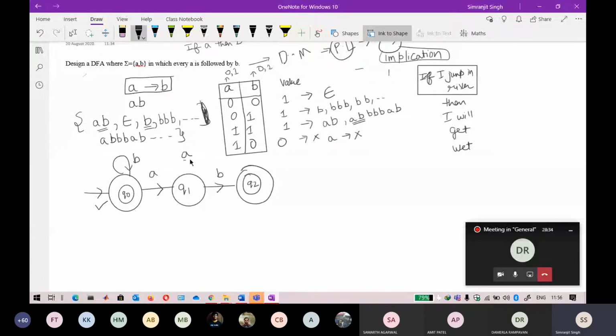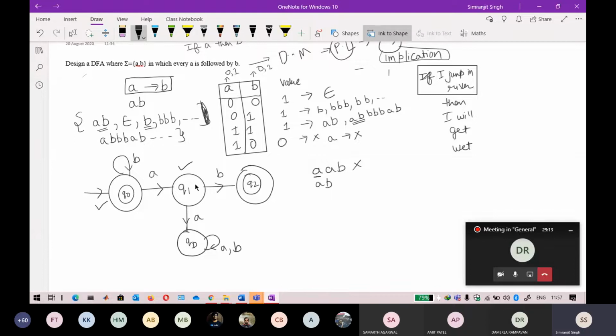What will I do if I just do a self loop of a here? There is a possibility that aab can also come, so this is wrong. I do not want that. I want that after a, it has to be exactly followed by a b. So I can put this string into a dead state, qd. If a comes, it goes to the dead state. In the same way, now a and b are both defined, so this state is complete.